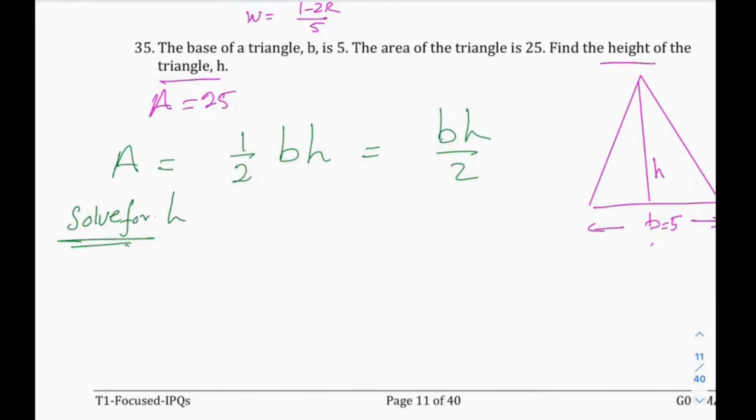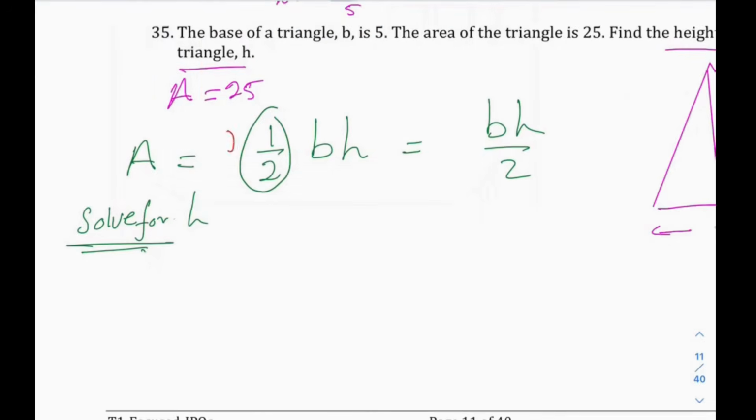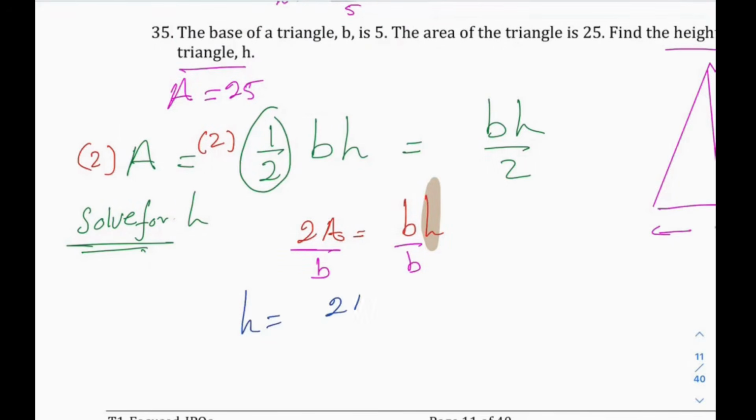Solving for H. How can we solve for H? We have here half. So the step that we are going to start with is multiplying by the reciprocal, 2 over 1, or 2, both sides. So we end up with 2A equals BH. If you want the H alone, you need to divide by B, both sides. Now, your H is 2A over B.